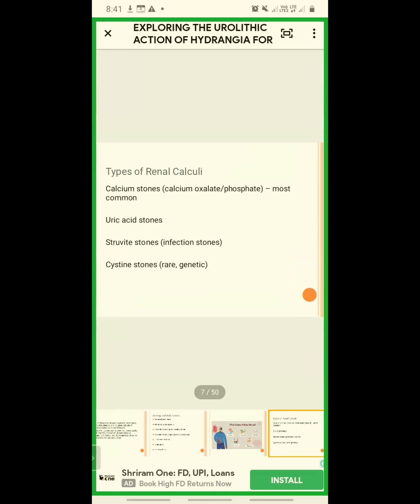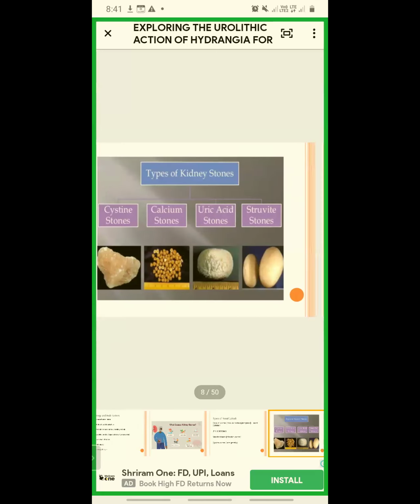So based on the types of calculi, it is divided into calcium oxalate stone, which is the most common. Calcium oxalate and calcium phosphate, which is the most common form. Next one is the uric acid stone. Next one is the struvite stone. Struvite stone mainly occurs due to urinary infections, recurrent urinary infection. Then cystine stone, which is rare and a genetic condition.